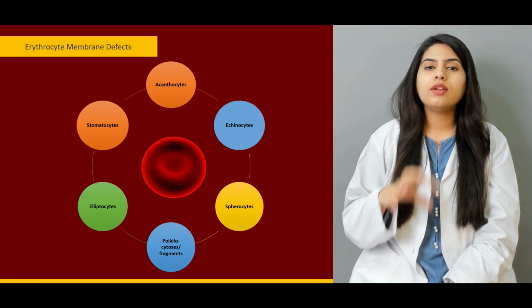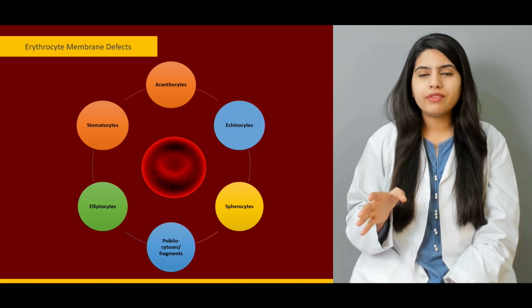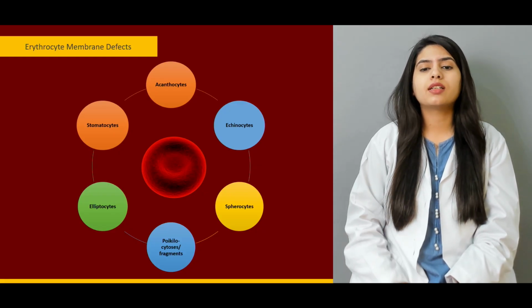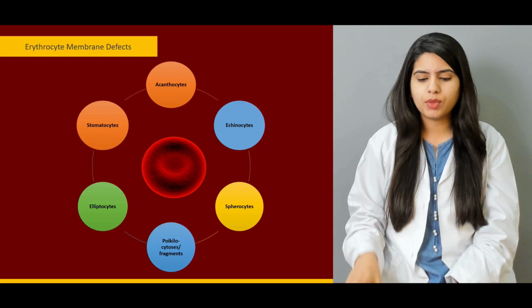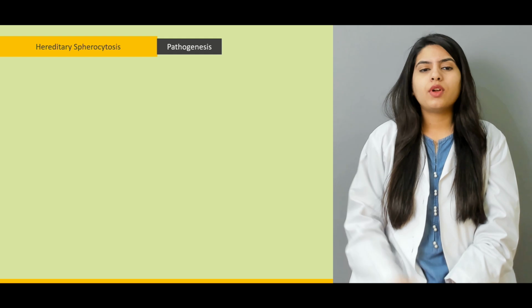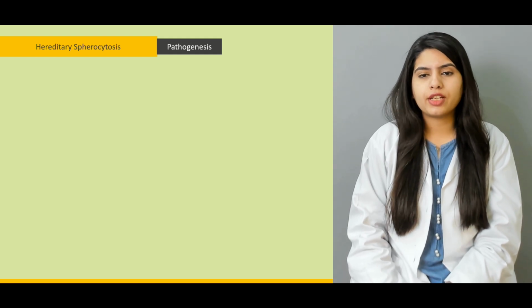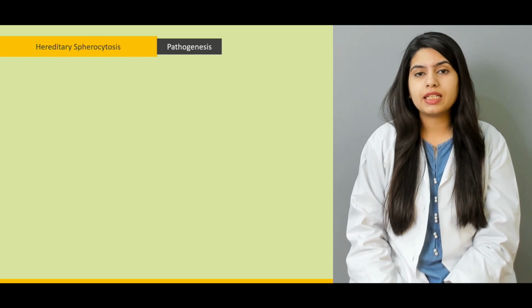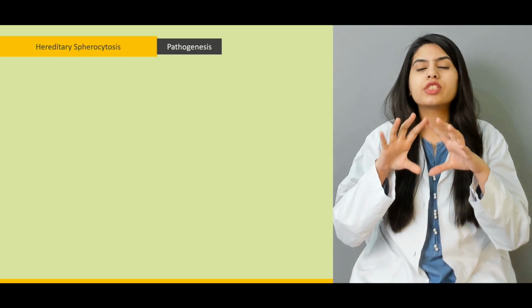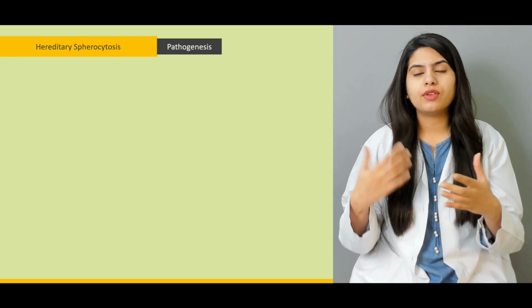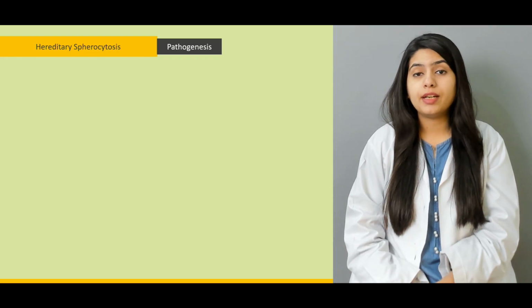So these are all the membrane defects that may be present. Now we will discuss all of these membrane defects one by one. First of all, hereditary spherocytosis. I have told you that spherocytosis is when the cells become more spherical and are no longer biconcave, disc-shaped red blood cells.